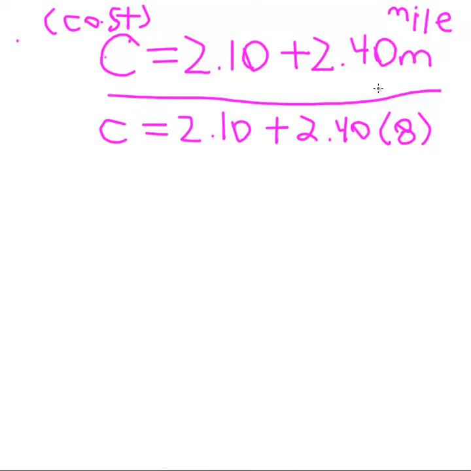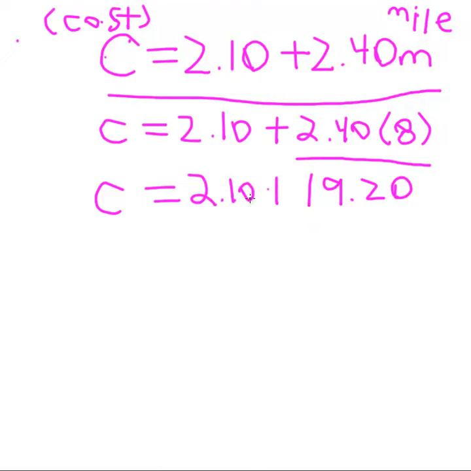Okay, let's solve this out. The first thing you want to do is multiply $2.40 times 8, and that leaves us with $19.20. Then we add our $2.10 plus our $19.20, and that leaves us with $21.30.